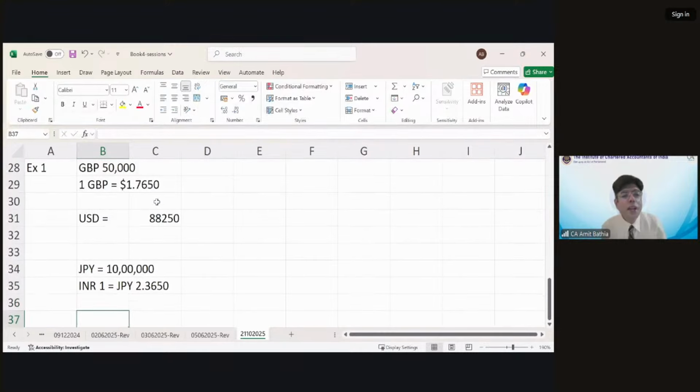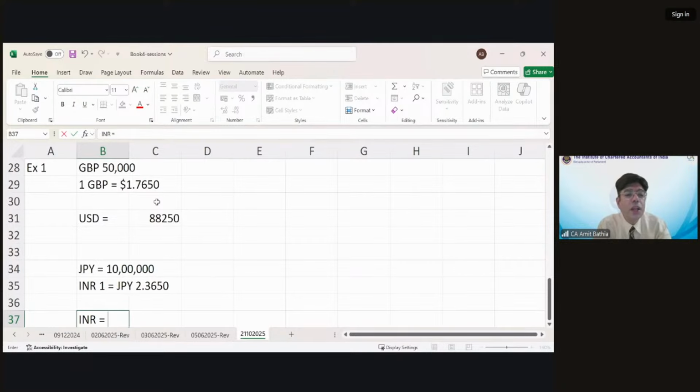So 10 lakhs or 1 million Japanese yen will turn into how many rupees? So INR will be how much? Here, can we do the multiplication again? The answer is yes or no. We can't do that, right? Why can't we do that? Because INR 1 is JPY 2.3650, and the Japanese yen amount is 10 lakhs.